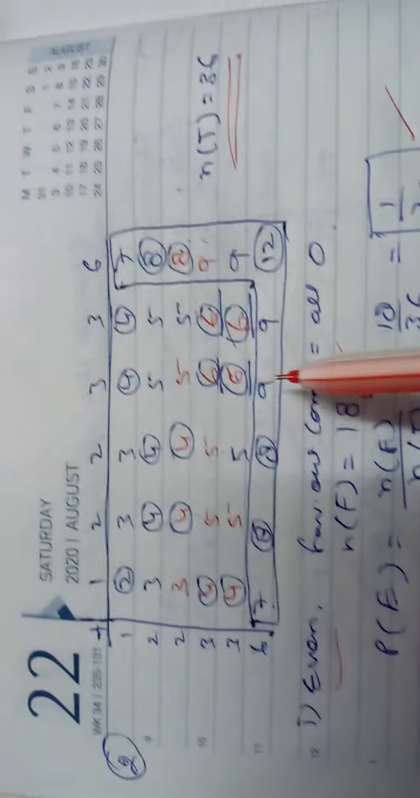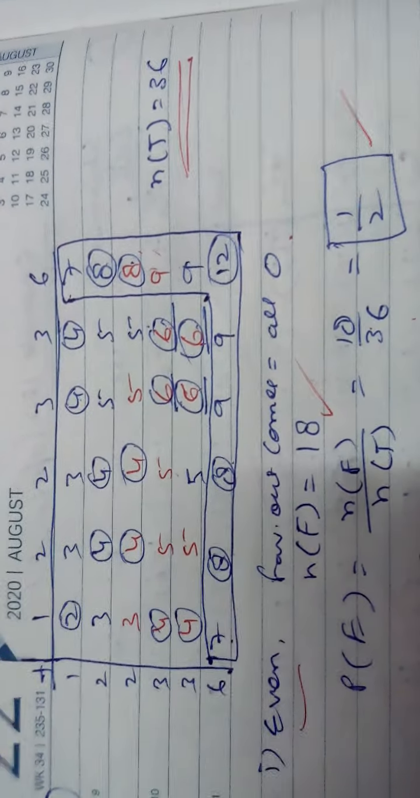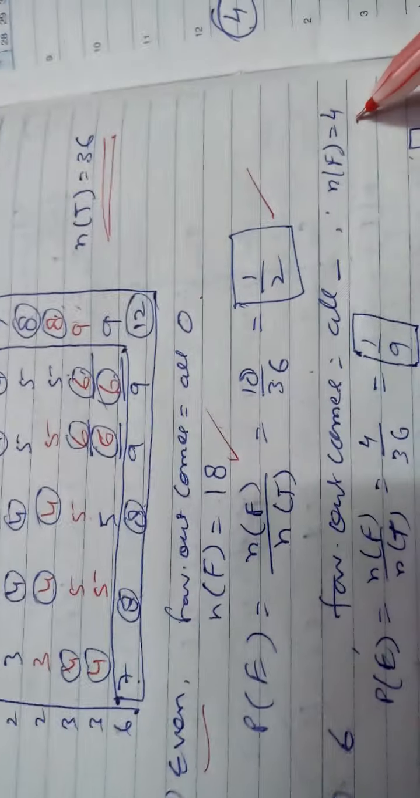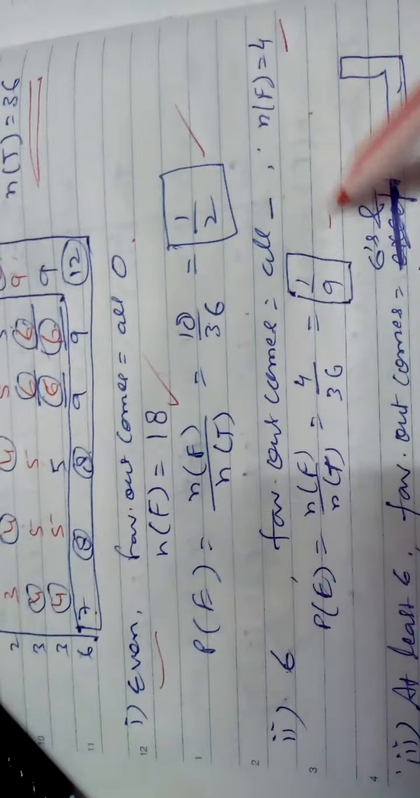Next, 6. There are 4, all underlined. 1, 2, 3, 4. 4 sixes are there. So NF will be 4. So what is your probability? Your probability is 4 upon 36, which is 1 by 9.